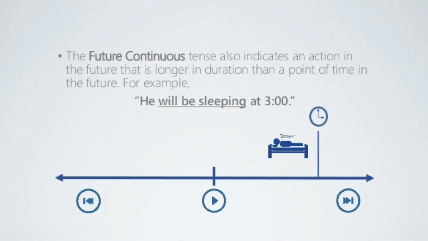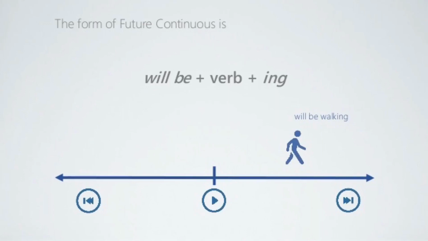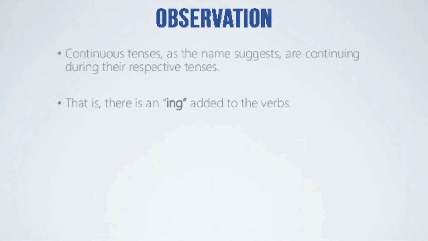We always use will and shall with the future tense. Future tense is formed by adding will or shall plus first form of verb. If you notice, the continuous tenses, as the name suggests, are continuing during their respective tenses, that is, there is an ing added to the verbs.